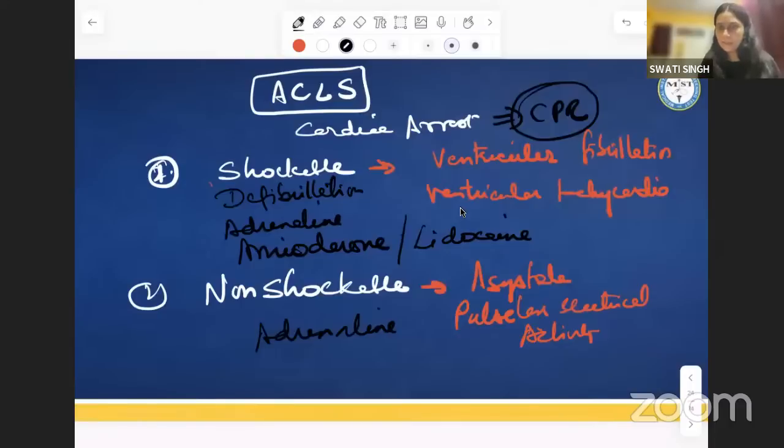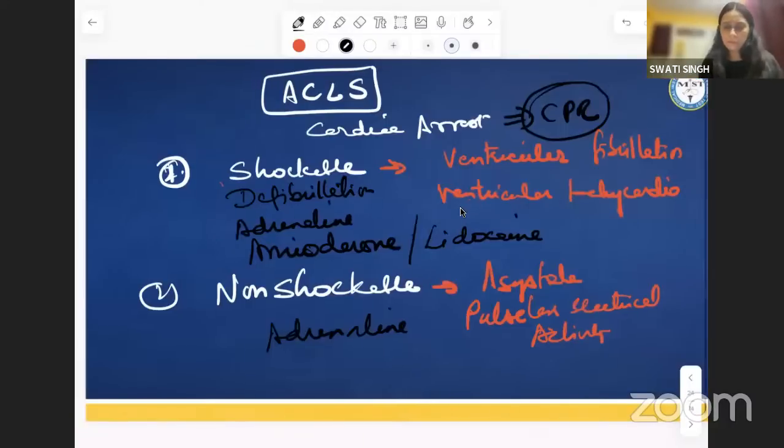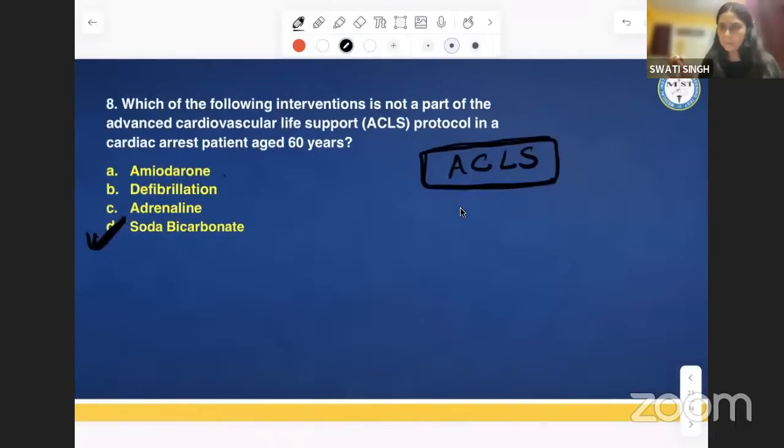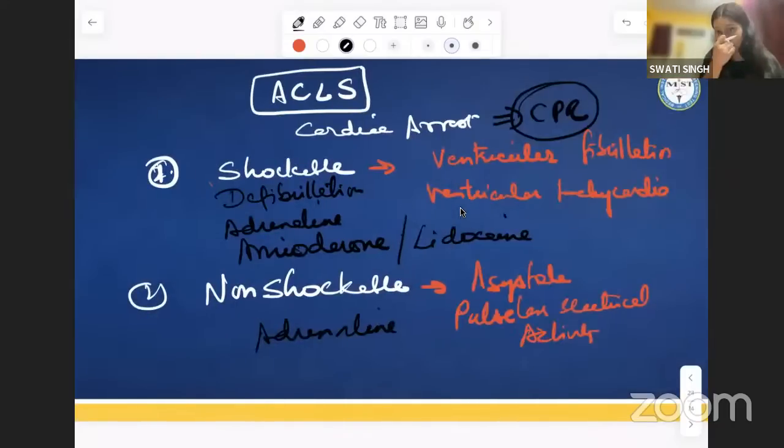Is there any soda bicarb mentioned in ACLS intervention? No, nothing. Anything apart from adrenaline, amiodarone, defibrillation, nothing. I mean, lidocaine can be used if amiodarone is not there, so lidocaine can be the answer. But sodium bicarb or anything else would not be the answer. These are not the interventions that we do. So the answer is sodium bicarb. Any doubts? Simple question.